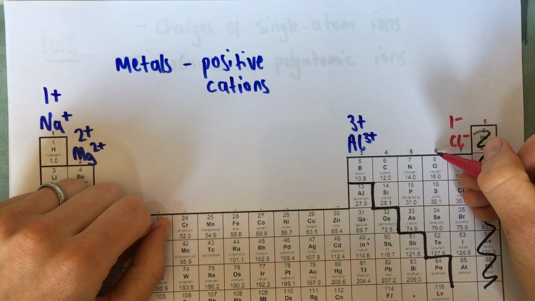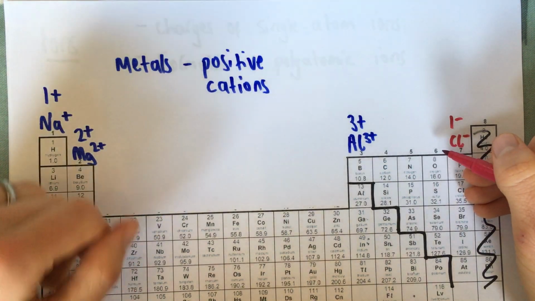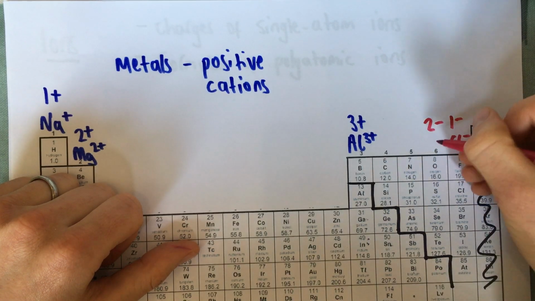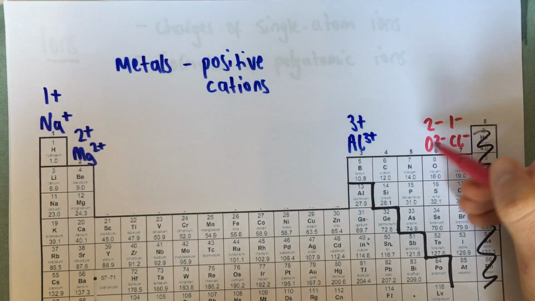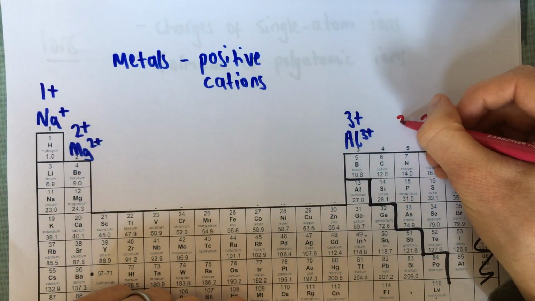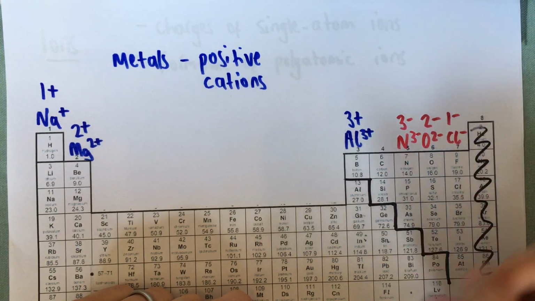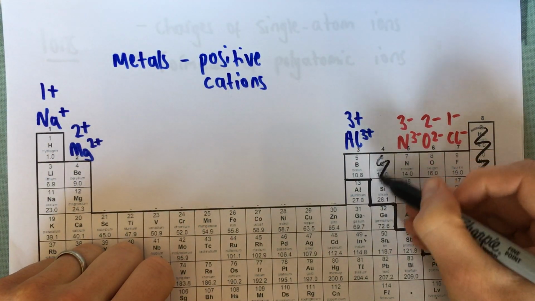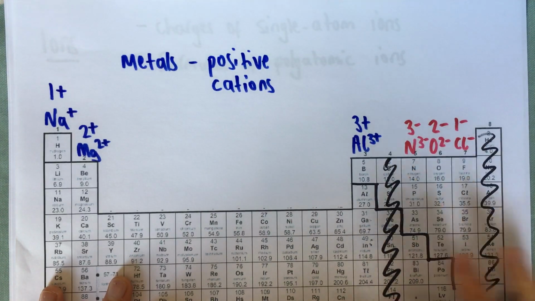Oxygen is in group 6, so it's got 6 electrons in its outer shell. It's going to gain 2 to get its full outer shell of 8 electrons. So group 6 will become 2- and oxygen will be O2-. We call that the oxide ion. Group 5 need to gain 3 electrons to get their full outer shell. So nitrogen would become N3-, we call that nitride. And then group 4 we're going to ignore for now as well because they don't tend to get involved in making ions. So that's what we need to know.